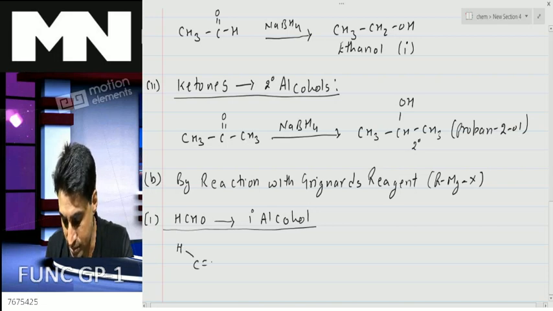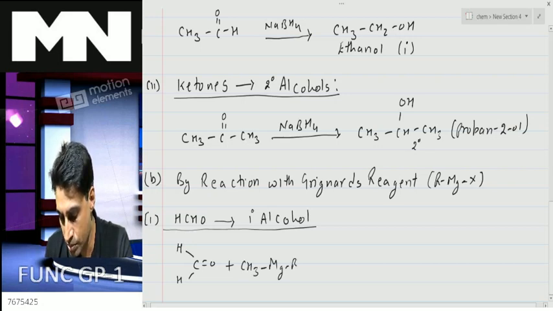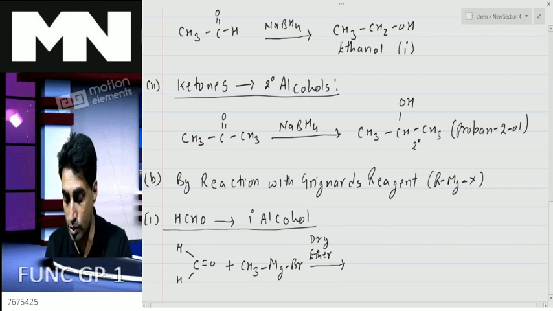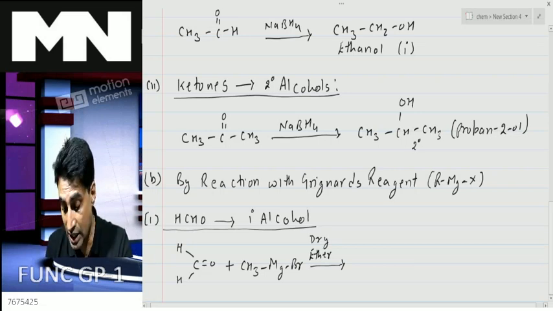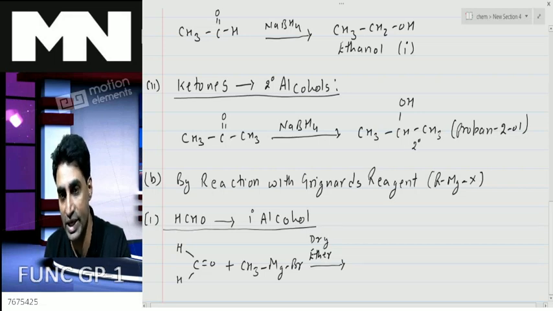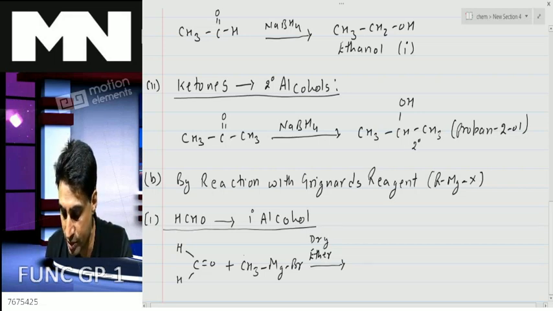Formaldehyde is this compound. I'm reacting it with, say, methyl magnesium bromide in the presence of dry ether. Dry ether is a solvent of organometallics. That's why I'm using it. Well, as far as alkyl magnesium halide is concerned, in methyl magnesium bromide, magnesium is a metal and carbon is a non-metal. That means carbon is more electronegative. So this bond will break, where carbon will acquire a negative charge and magnesium will acquire a positive charge.